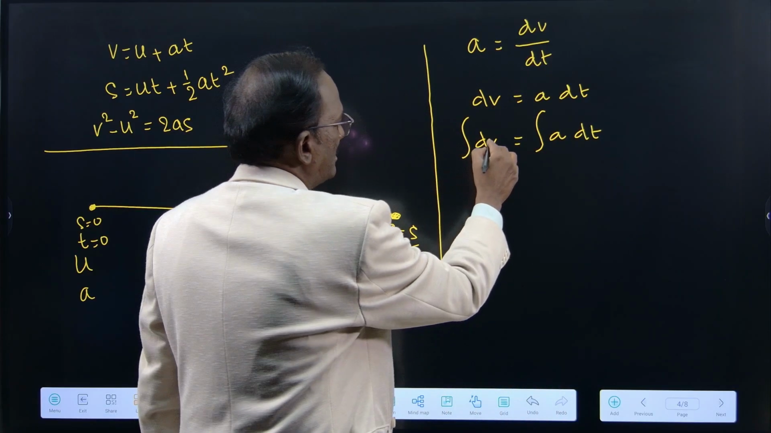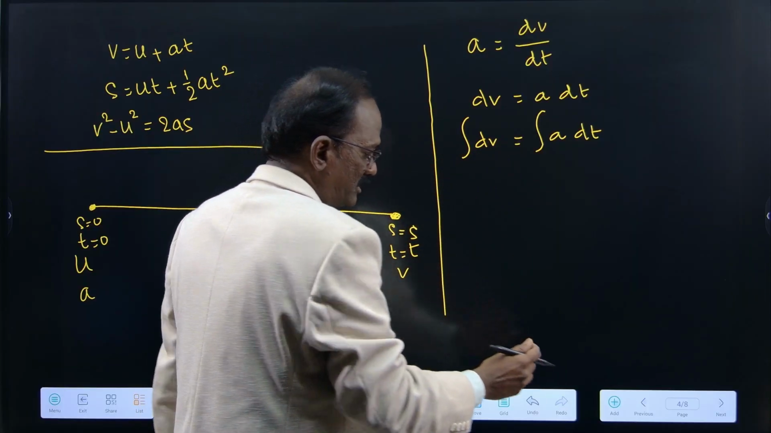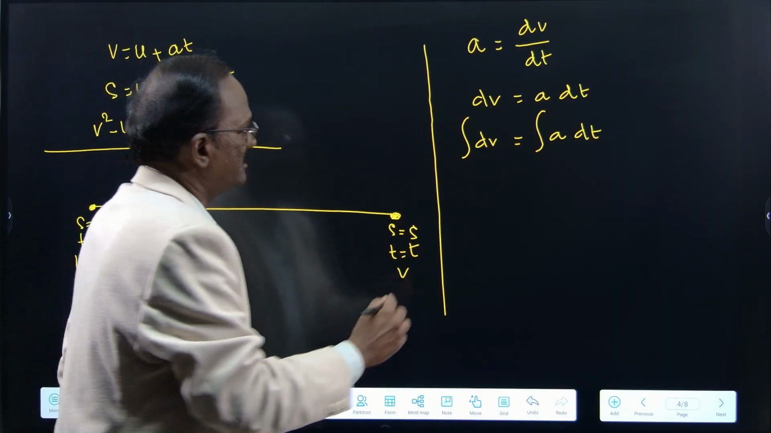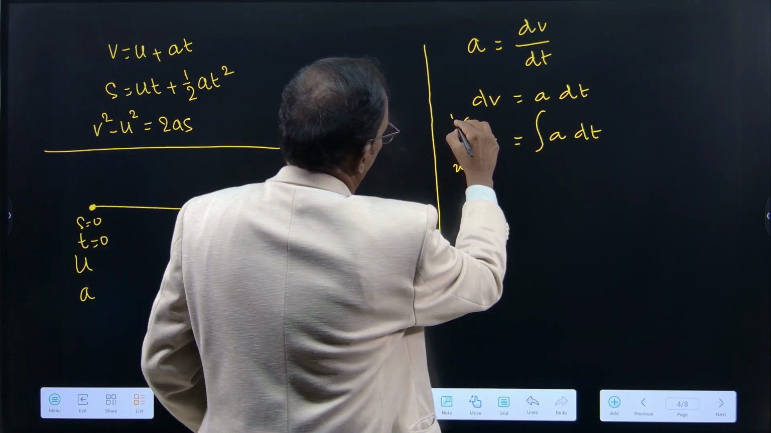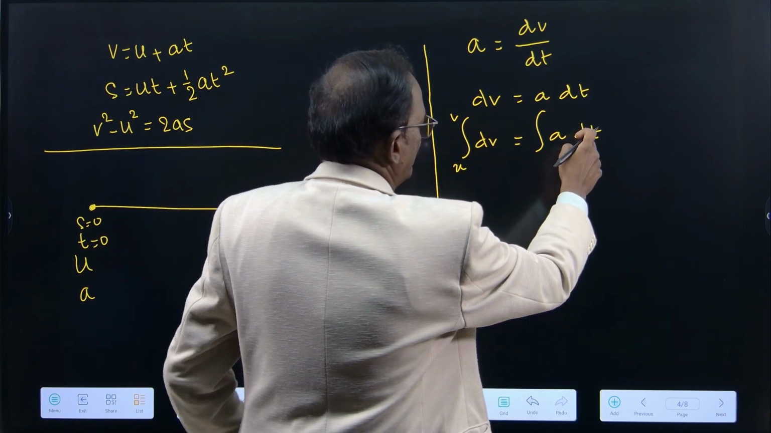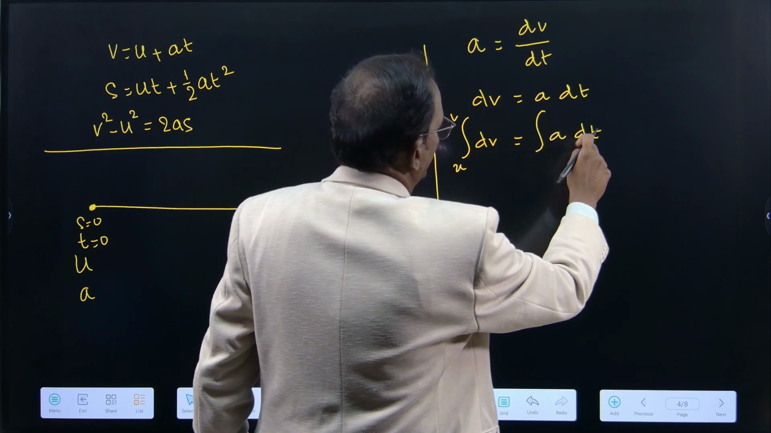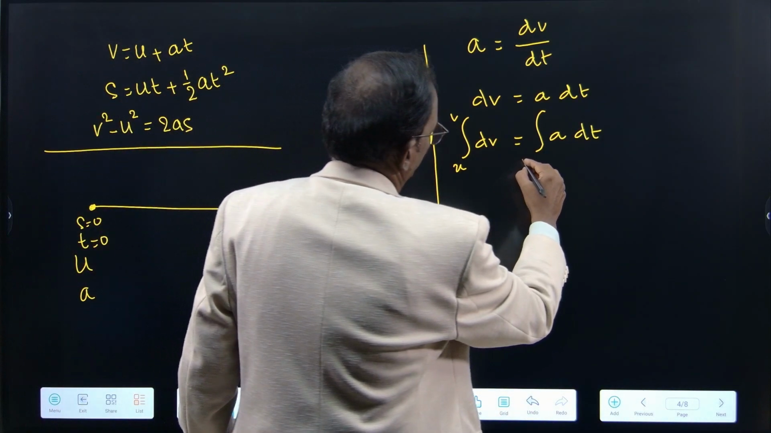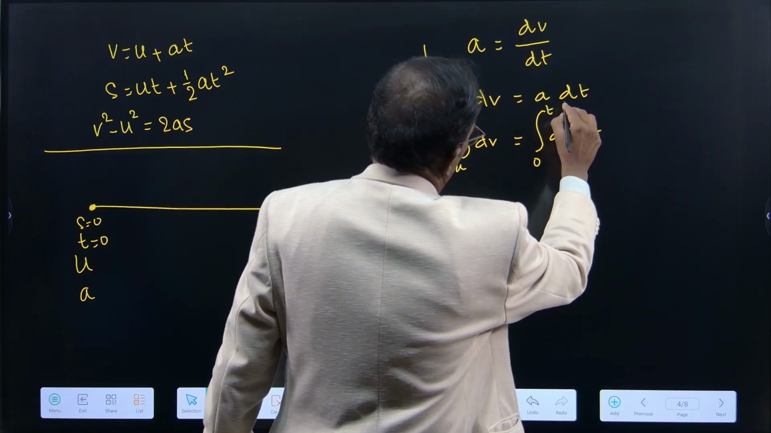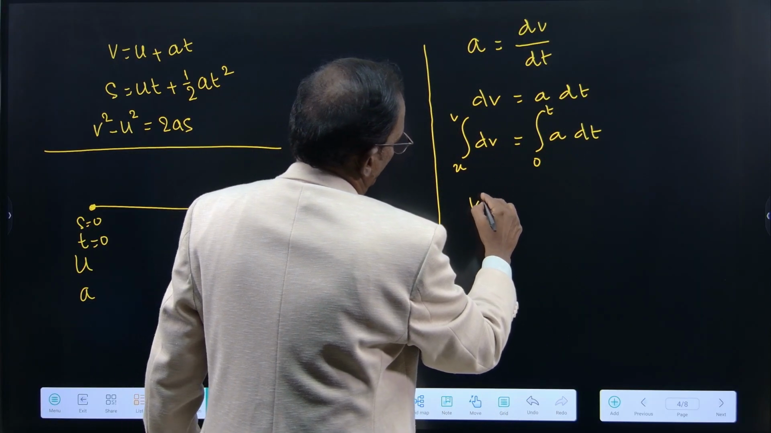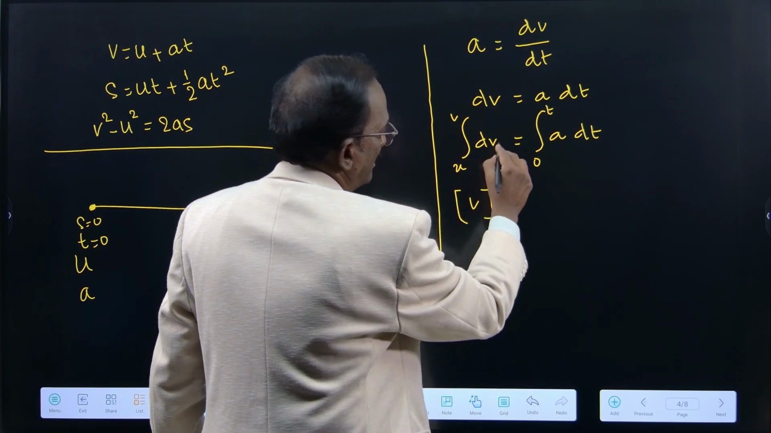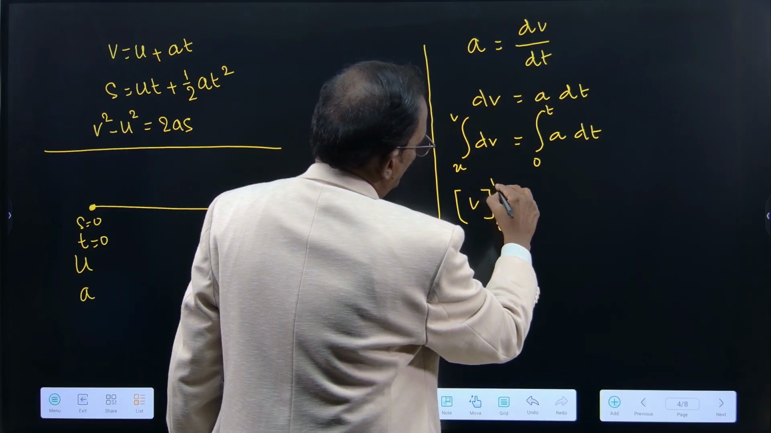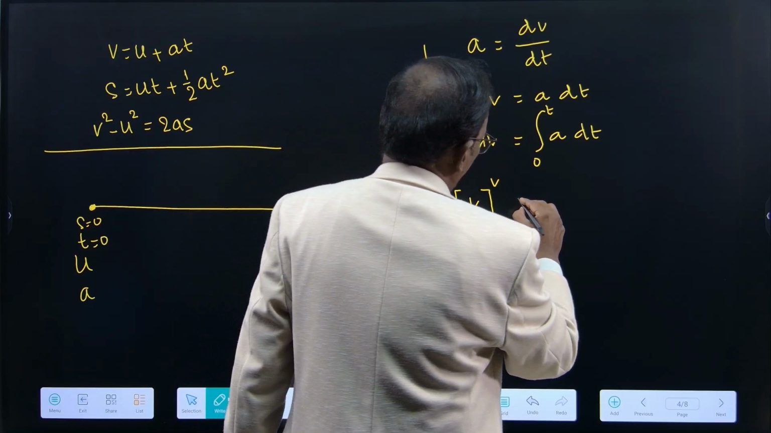The limits are for v, we have to substitute the limits. Initially it is u, finally it's v. Here with respect to time we are integrating, so t is equal to 0, t is equal to t. So this is v. Integral of dv is v, with lower limit u and upper limit v.